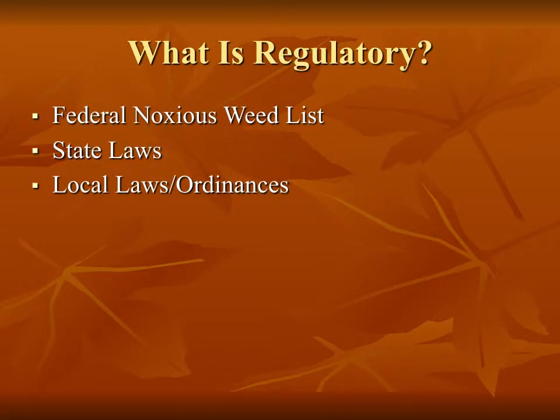So what is regulatory is usually the next thing. There is a federal noxious weed list, and you can Google search that as well as I can. There are certain state laws against certain particular plants. Surprisingly, the federal and state lists are relatively small and few in number of plant species. Then there are in some cases local laws or ordinances.